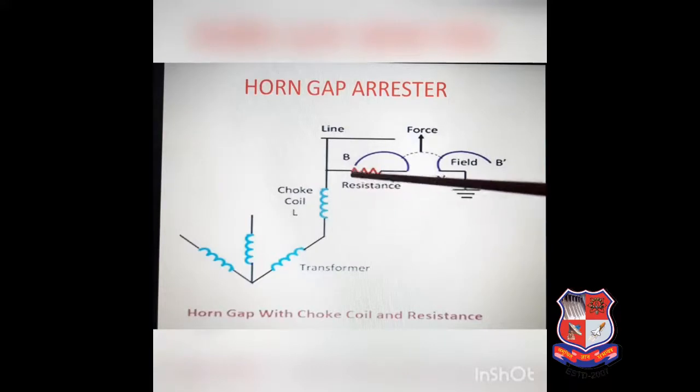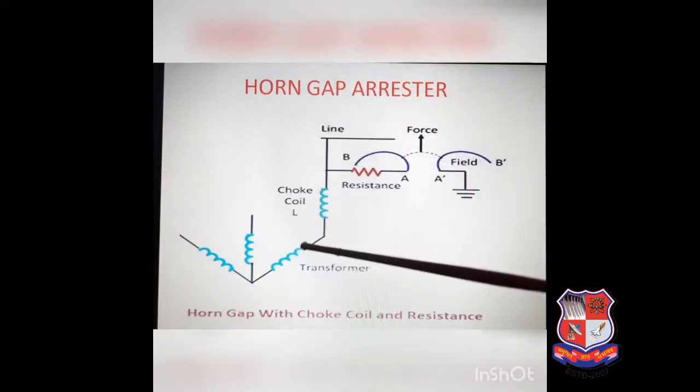So I repeat, when there is a high voltage surge, that voltage will pass through the limiting resistance and go to rod A. Due to the ionization, it will pass from A to A dash and from A dash to earth. This is the way the over voltage surge is discharged through this path, and that over voltage will not go into the transformer, so we can save the transformer.